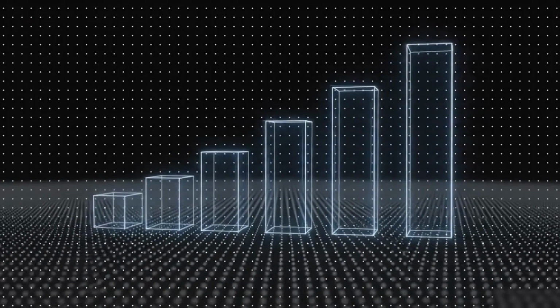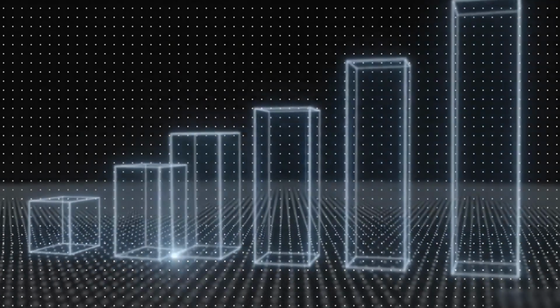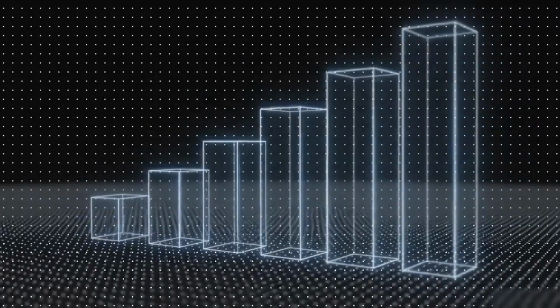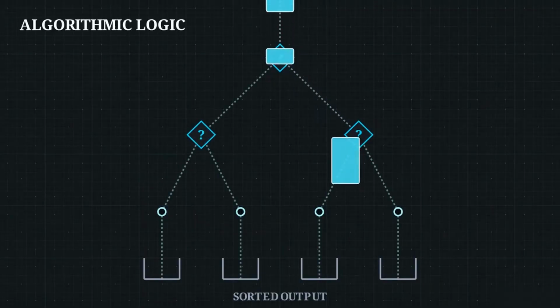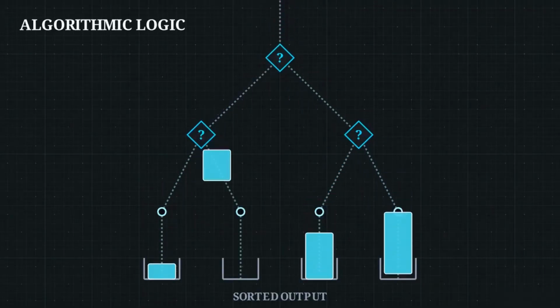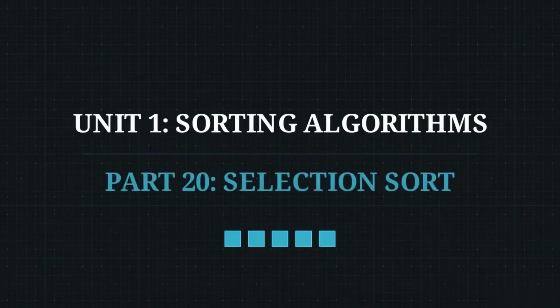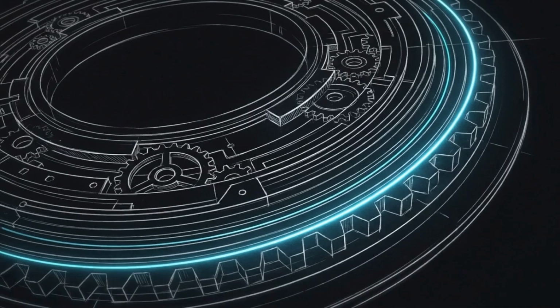Moving raw data into a strictly ordered sequence is one of the most common requirements in computer science. To do it efficiently, we rely on a specific class of logic known as sorting algorithms. We begin with one of the most structurally simple and mathematically predictable models in this category, selection sort. The logic follows a relentless, repeating loop.